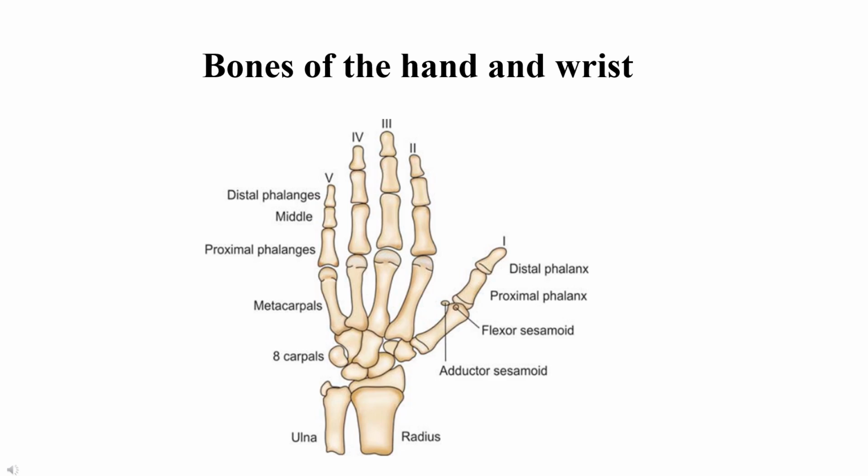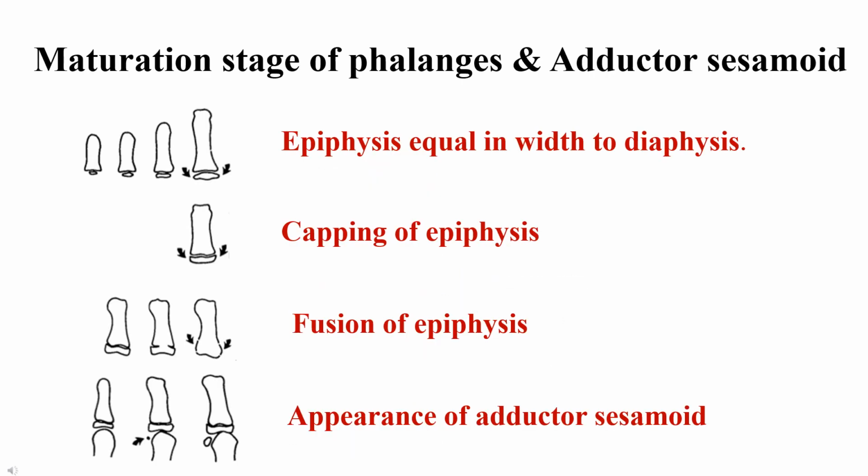Two sesamoid bones, one in the adductor ligament and one in the flexor ligament of the thumb, are also seen. These are the line diagrams of how the salient stages of Fishman's method look in the radiographs. The first row consists of pictures of a phalanx at various stages of development, wherein the epiphyseal cartilage width is equal to the width of the diaphysis. In the second row, we can see the capping of the epiphyseal cartilage over the diaphysis, and in the fourth row, the various stages of fusion, with the last picture being that of complete fusion of the cartilage with the diaphysis. The last row shows the ossification of the adductor sesamoid of the thumb.